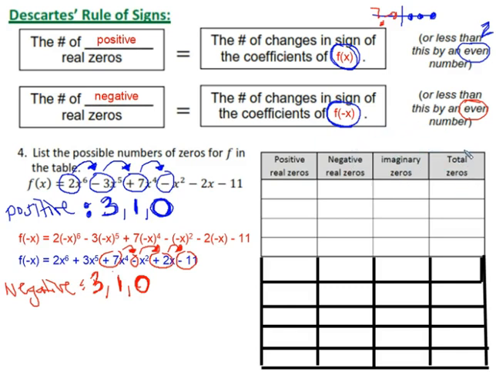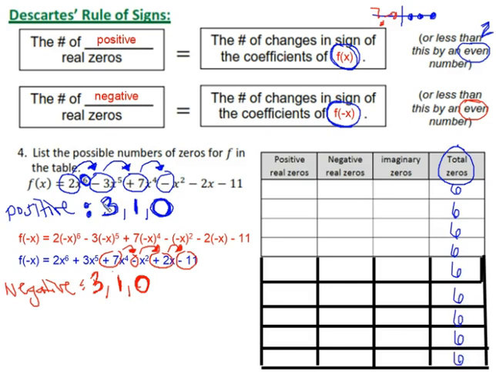Now we could also immediately fill out this column because based on our degree, this little guy right here of 6, that's telling us we should have 6 total zeros, positive, negative, imaginary, doesn't really matter. We have 6 total regardless. So we could just simply fill all of these down here with 6.